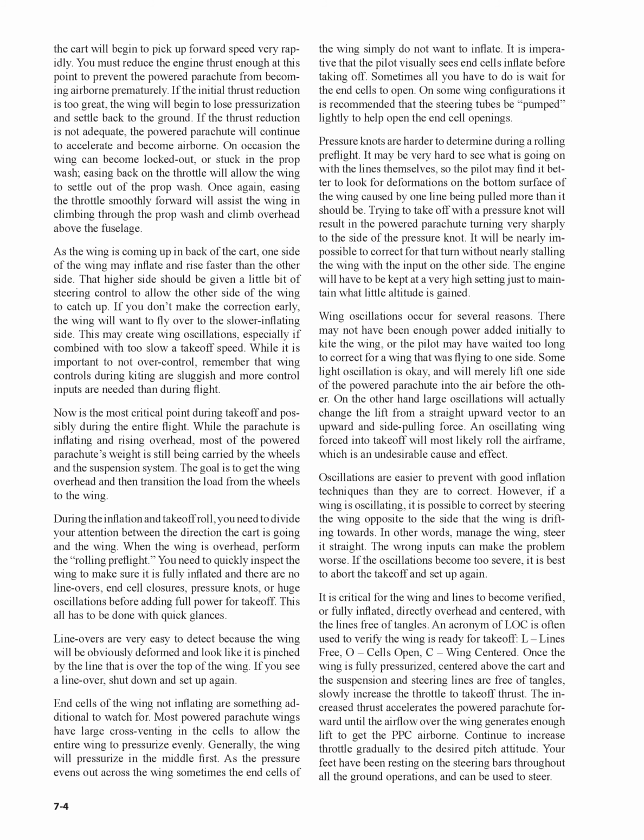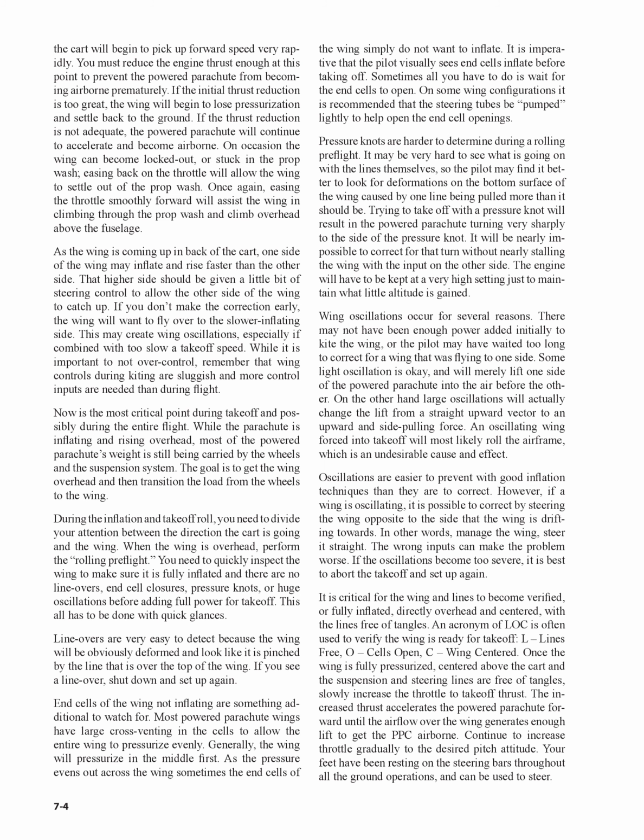There may not have been enough power added initially to kite the wing, or the pilot may have waited too long to correct for a wing that was flying to one side. Some light oscillation is okay, and will merely lift one side of the powered parachute into the air before the other. On the other hand, large oscillations will actually change the lift from a straight upward vector to an upward and side pulling force. An oscillating wing forced into takeoff will most likely roll the airframe, which is an undesirable cause and effect. Oscillations are easier to prevent with good inflation techniques than they are to correct.